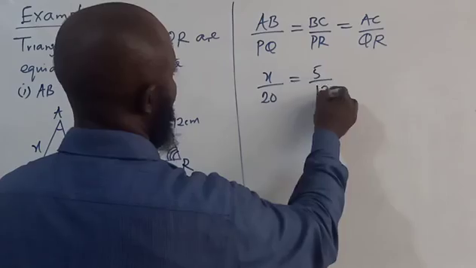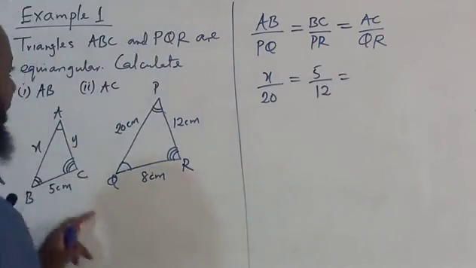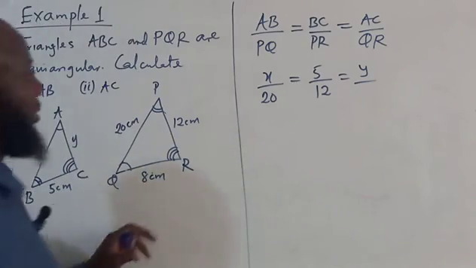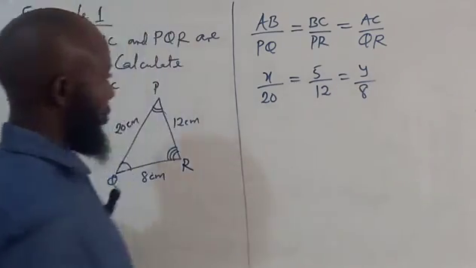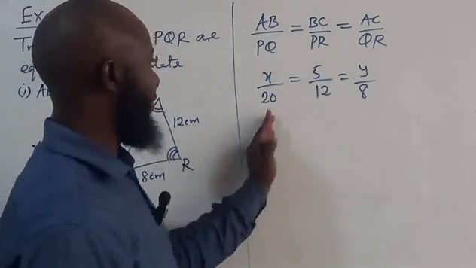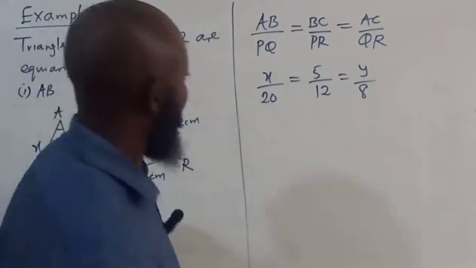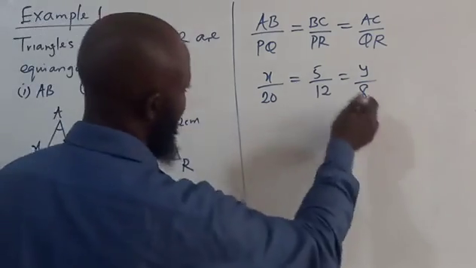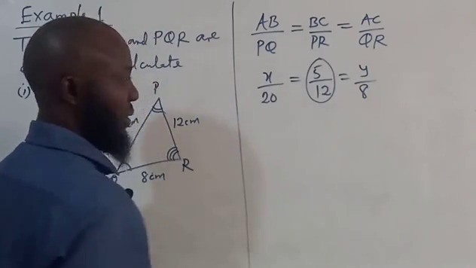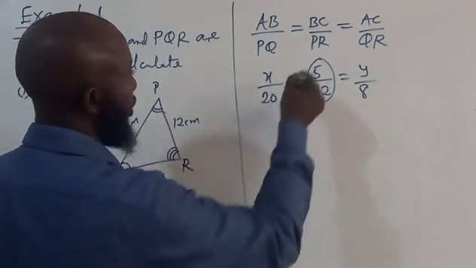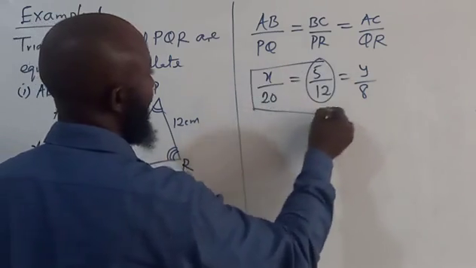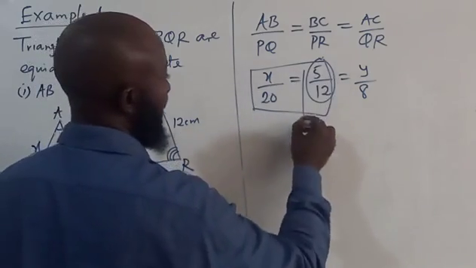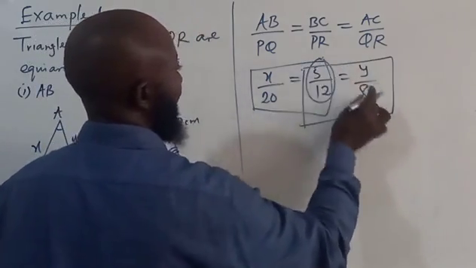PR is 12 centimeters. AC, that is Y. QR is 8 centimeters. So we have three ratios here. The next stage for us: if you look at this, out of the three ratios, this is the only one that is completed, right? So we just combine this with this to find the value of X, and at the same time, we pick this and this one to find the value of Y.